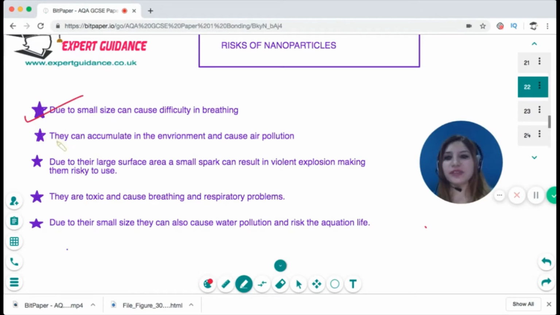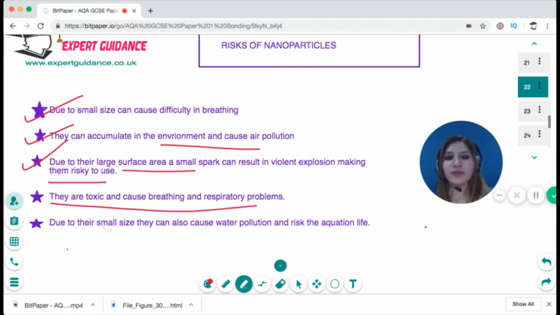However, there are a lot of risks of nanoparticles due to their small size. They can cause difficulty in breathing. They can accumulate in the environment and cause air pollution. Due to their large surface area, a small spark can result in a violent explosion, making them risky to use. They're toxic and cause breathing and respiratory problems.